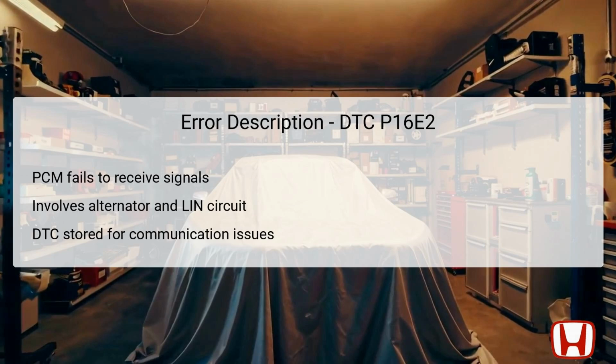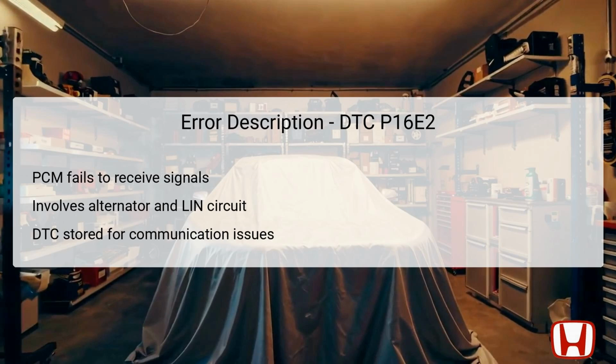DTC P16E2 signifies that the Powertrain Control Module, PCM, is not receiving the necessary signals from the alternator via the local interconnect network, LIN. The PCM's inability to interpret these signals indicates there's a communication failure, which leads the vehicle system to flag this specific trouble code. The alternator is responsible for generating electrical power for the vehicle, and the LIN circuit facilitates communication through a single wire that connects both the PCM and the alternator.